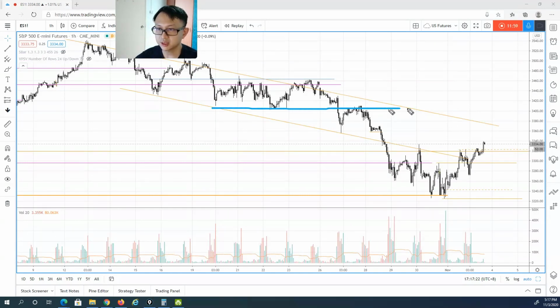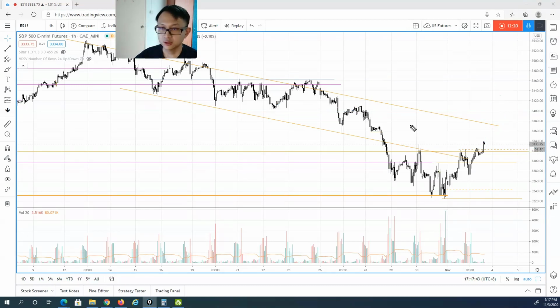That makes it more like a decent level to watch, because that's definitely quite a few touches and then tested the resistance level. So if it can commit above 3320, then I think it should test at least the 3400 level, and we need to see whether we get a reaction from this level.